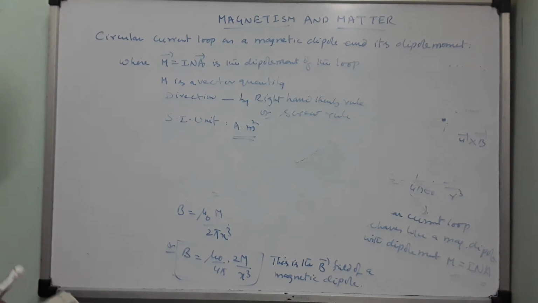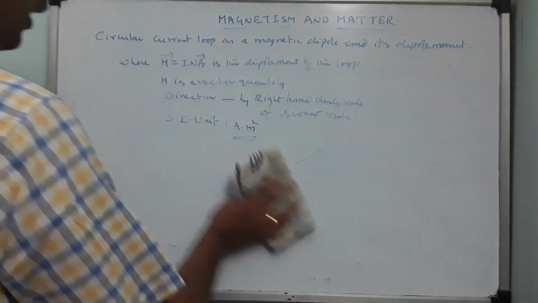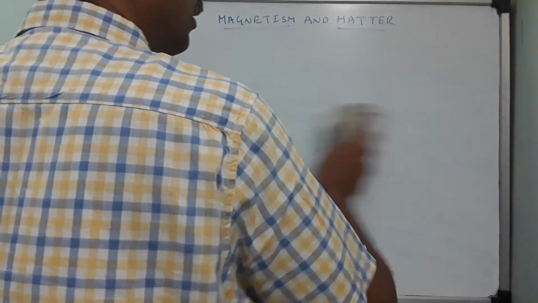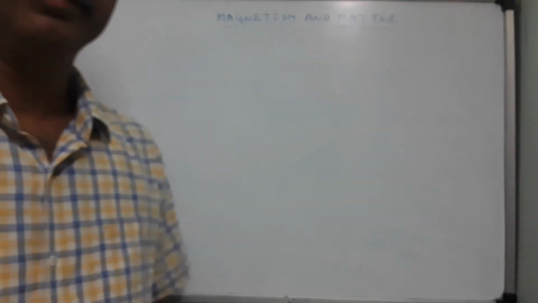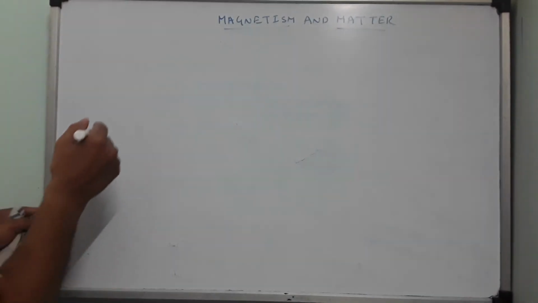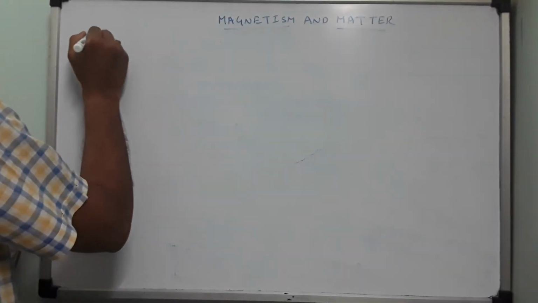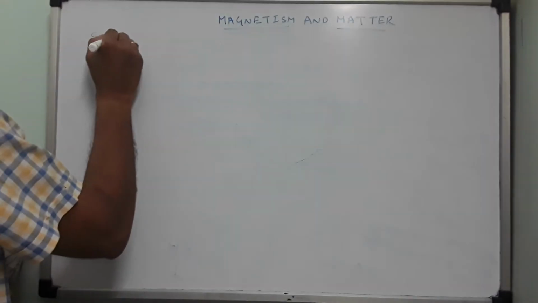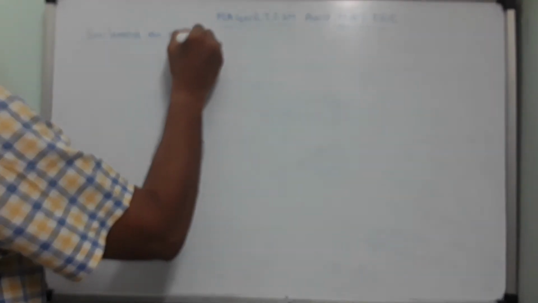Fine. Now we go to the other topic. Exactly the reverse way. Bar magnet as an equivalent solenoid. Bar magnet as equivalent solenoid. So analogy between solenoid and bar magnet. Solenoid as a bar magnet.